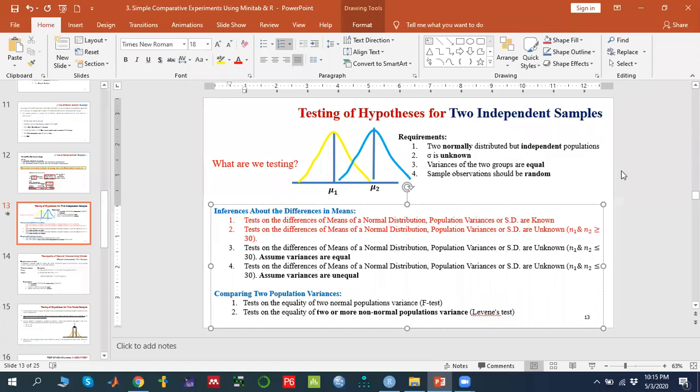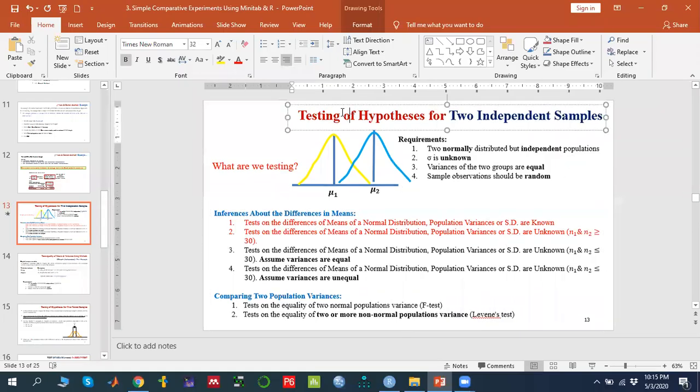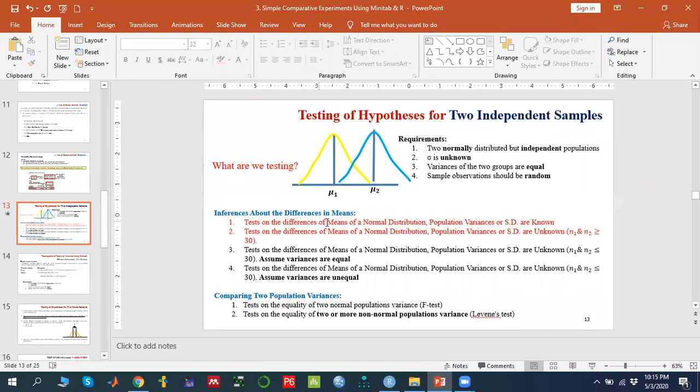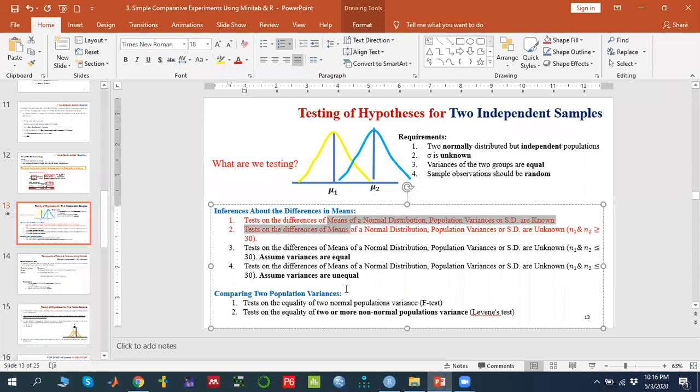Bismillahirrahmanirrahim. In this video, I'm going to talk about testing of hypothesis for two independent samples with respect to the means as well as with respect to the variances.